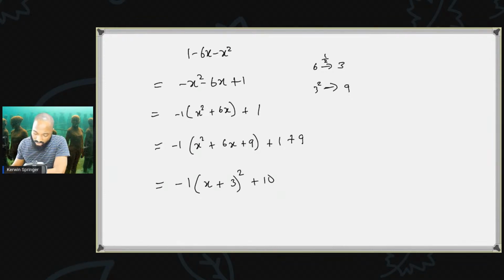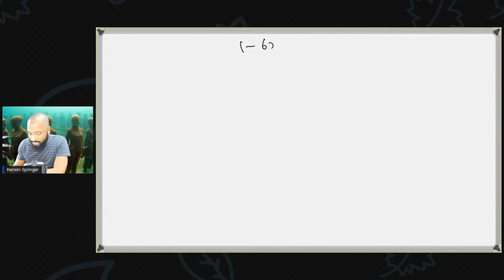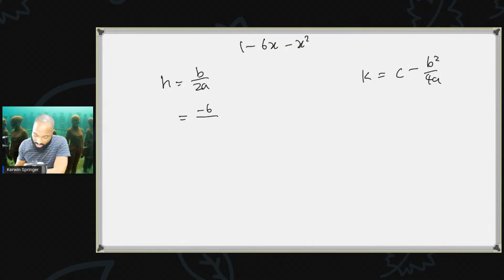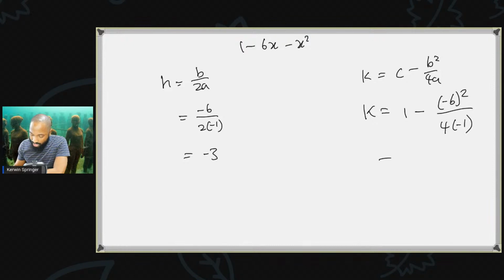So if you stuck on the formula method, it was 1 minus 6x minus x squared. You find your h, you find your k. h is -b on 2a. The formula for k is c minus b squared on 4a, or 4ac minus b squared all over 4a. I'll do it like this time. So this is -6 on 2 times -1, which turns out to be 3. And then k is equal to c minus b squared on 4a, so that's 1 minus (-6) squared on 4 times -1. And just verify that this gives you 10.